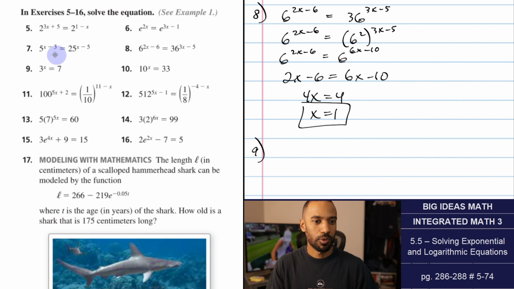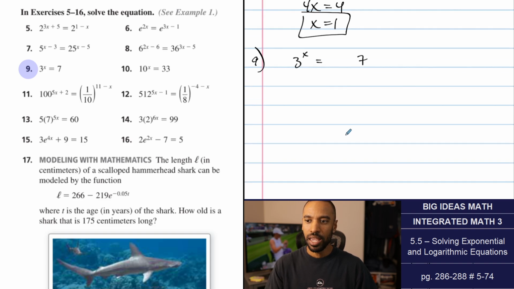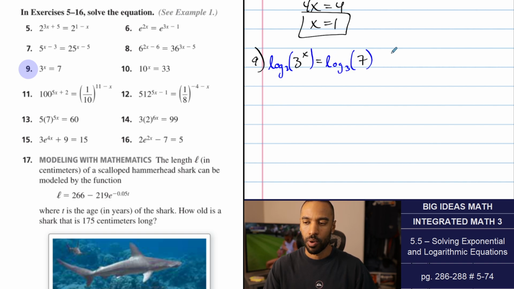All right, this time we can't really do a matching of base. So we're going to be thrown into the log realm, and I'm going to give some space on here. 3 to the x power equals 7. It's at this time that you'd like to log both sides with the base of 3. Log base 3 of 3 to the x power is indeed x. 3 to what power is 3 to the x? x is that number. And this is log base 3 of 7.